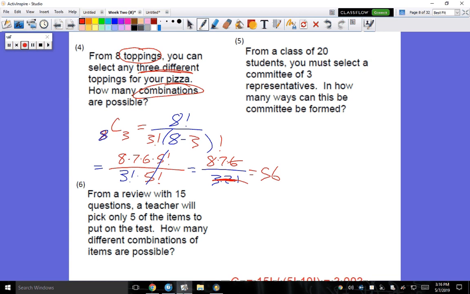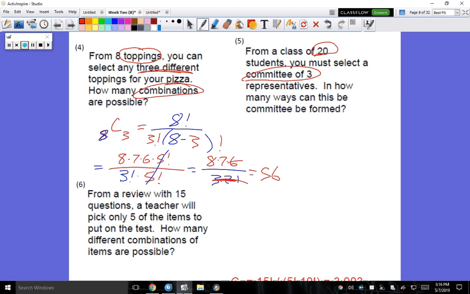Alright, 5. From a class of 20 students, you must select a committee of 3. In how many different ways can the committee be formed? So, is it permutation or combination? Say again? It's combination. What's the biggest reason? Guys, this one doesn't tell you what to use. What context clues can you use from this to tell you that this is going to be a combination?